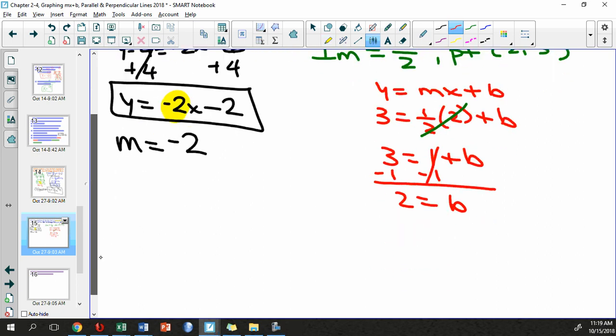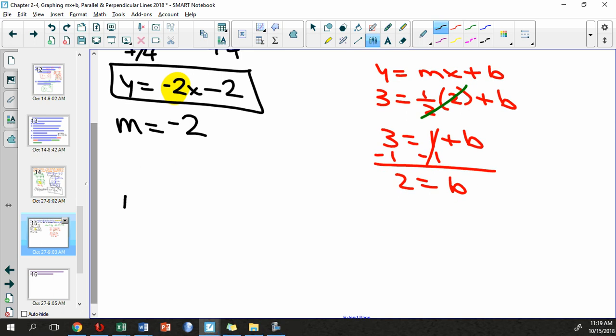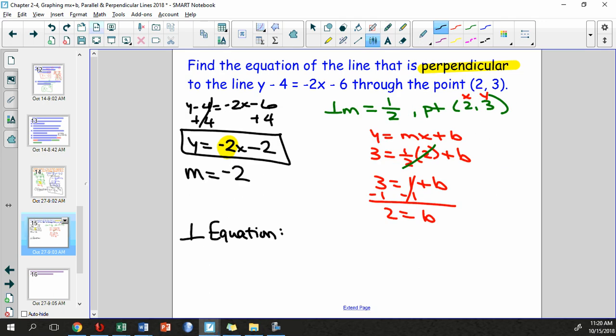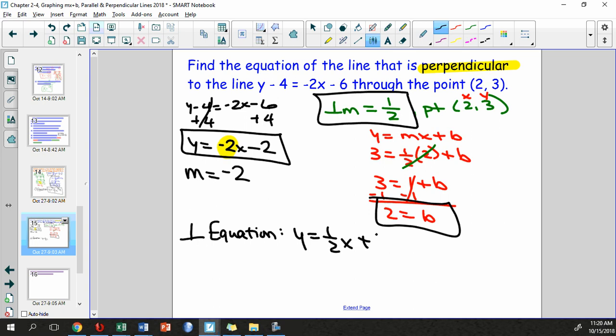So now what is my perpendicular equation? You're going to use the perpendicular slope. So that's going to be y equals 1/2 x plus your b value that you just found. Do we understand that, yes or no? Okay.